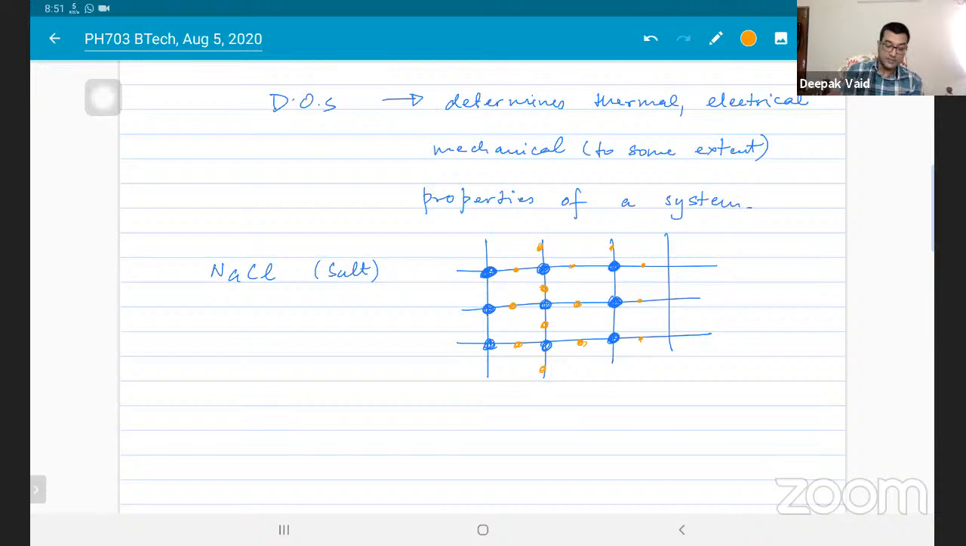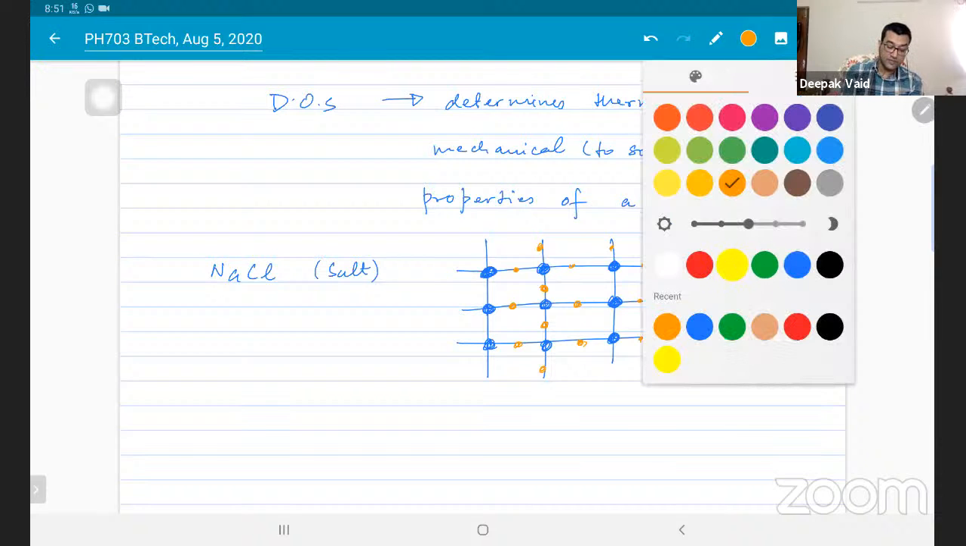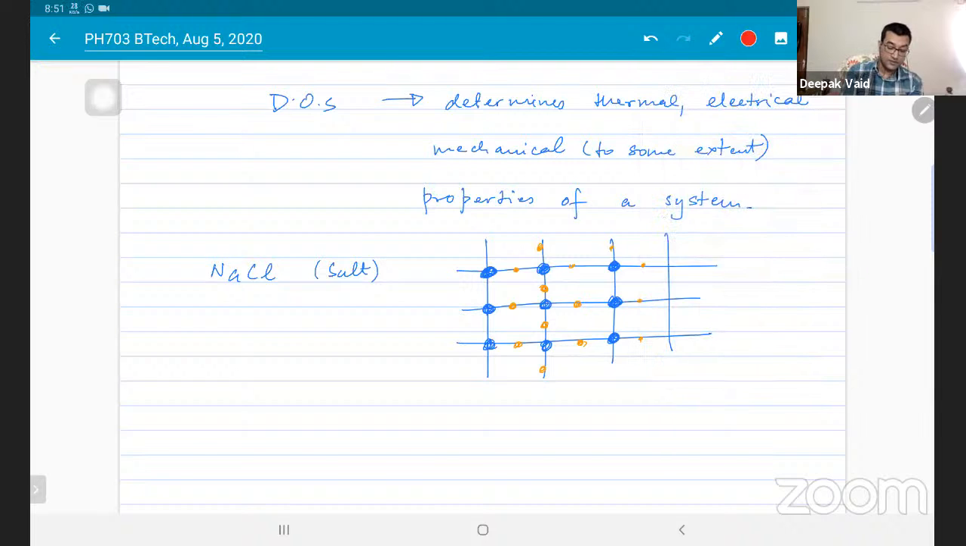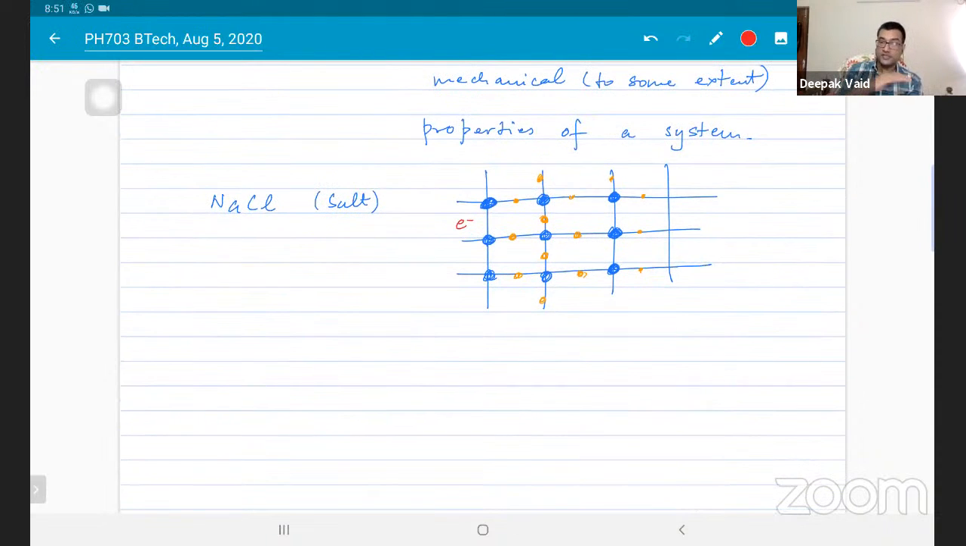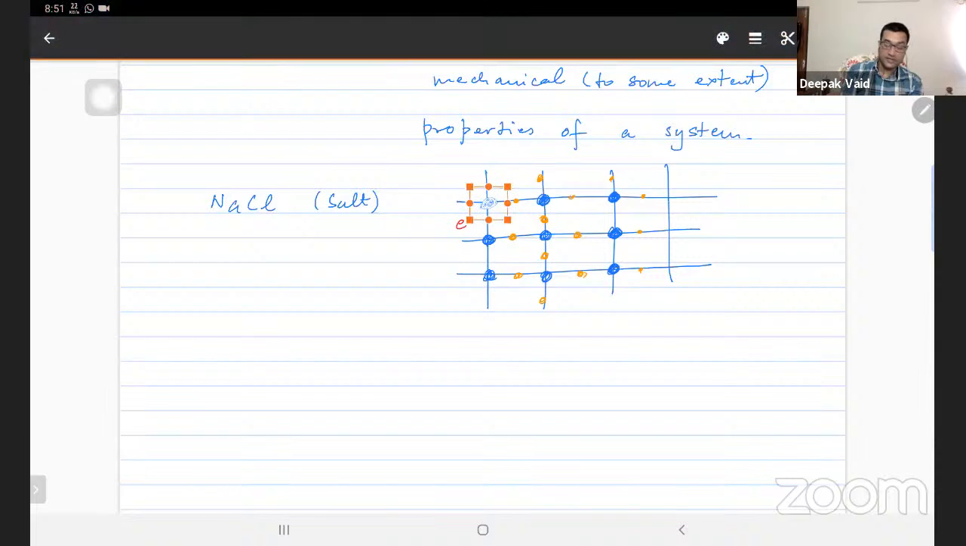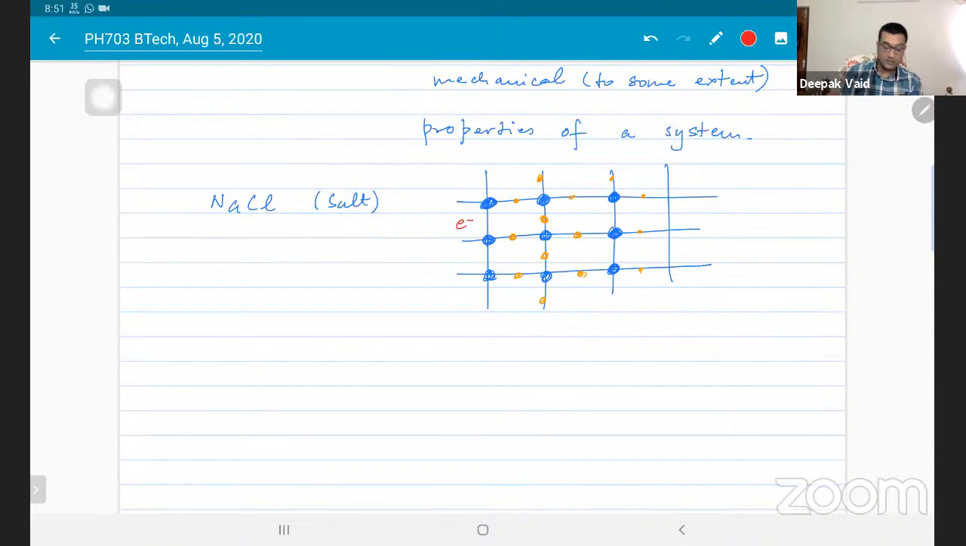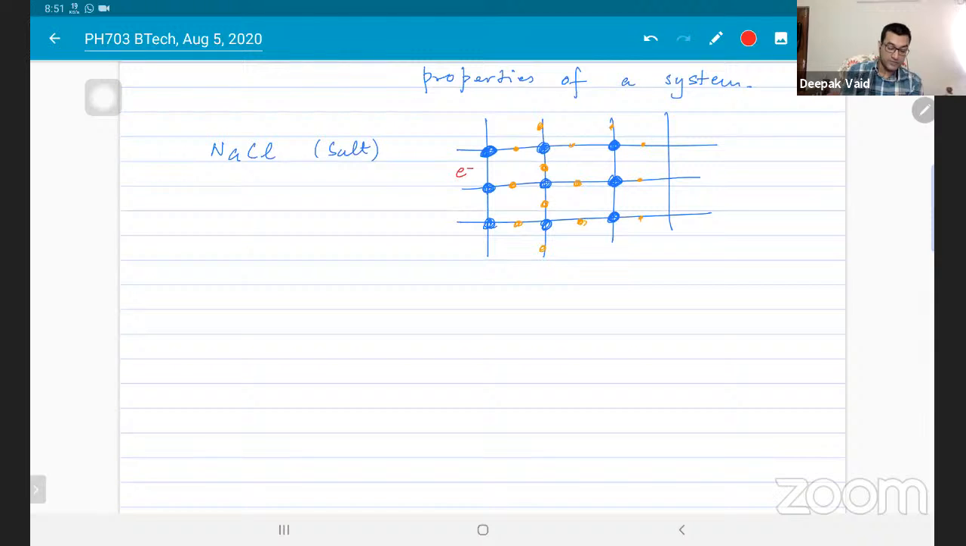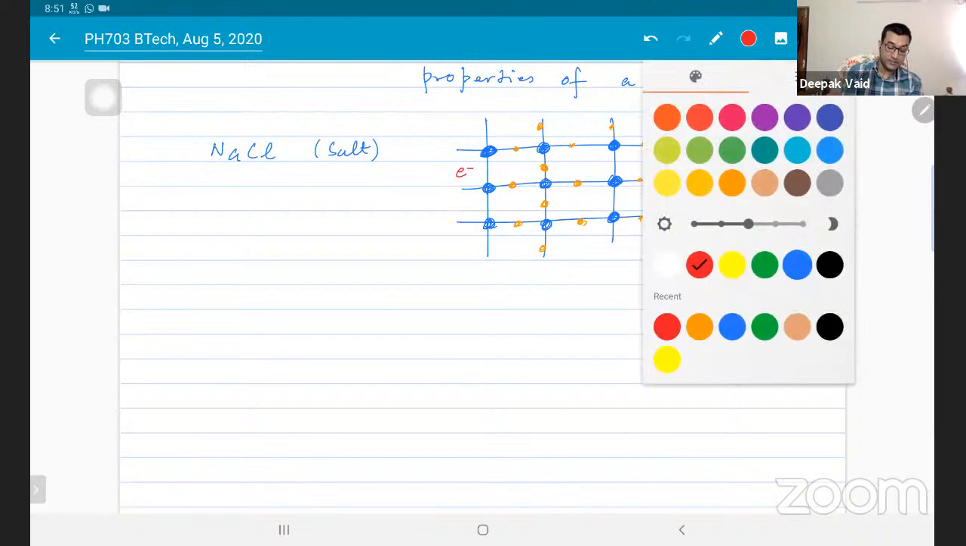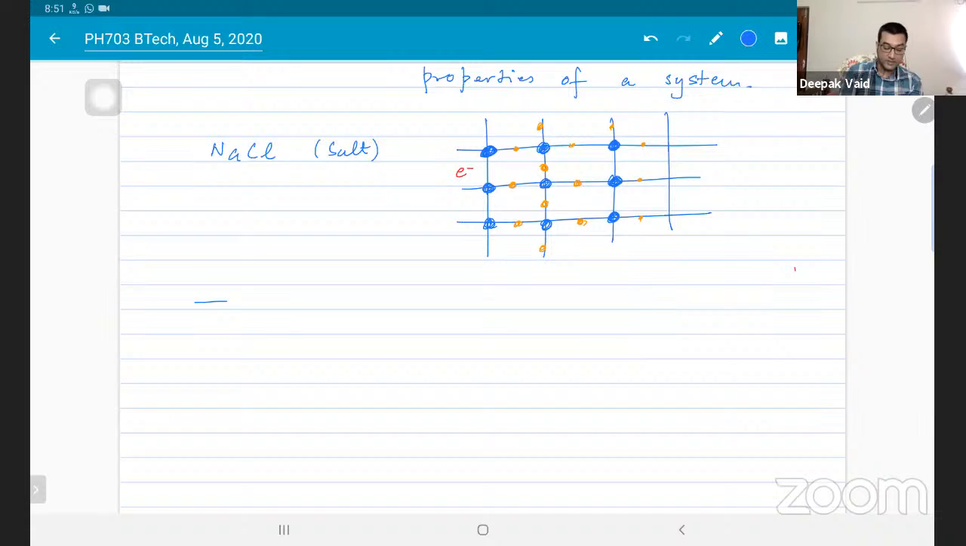So what will happen is that if you have an electron in this system, what will this electron see? This electron will see a periodic potential, right? It will see a periodic potential due to the presence of these ions. So if you look in one dimension, for instance, again for simplicity, then in one dimension the potential the electron might see could look something like this.